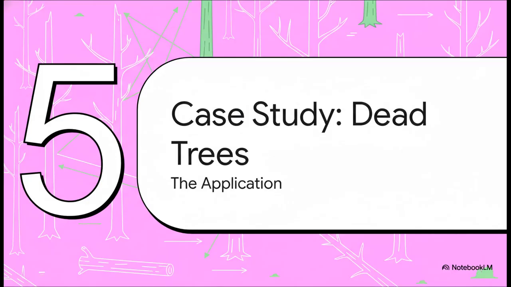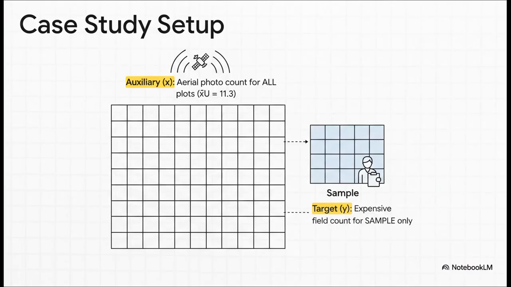All right, enough with the theory. Let's make this concrete and see how it works in the real world. We're going to use a classic example about estimating the number of dead trees in a forest. Here's the scenario. Our population is a forest area divided into 100 plots. We can fly a drone over all 100 plots and get a quick, cheap, but not perfectly accurate count of dead trees from the photos.